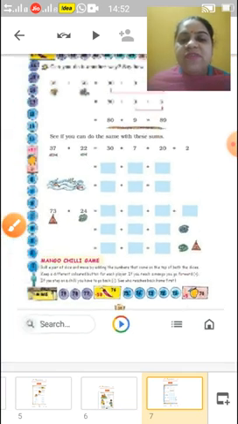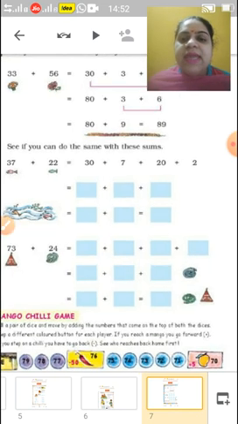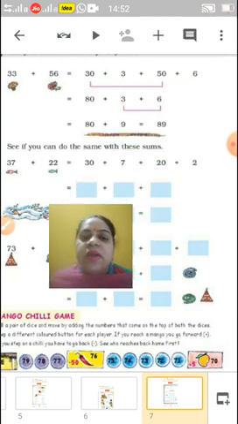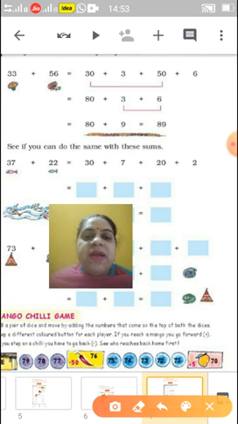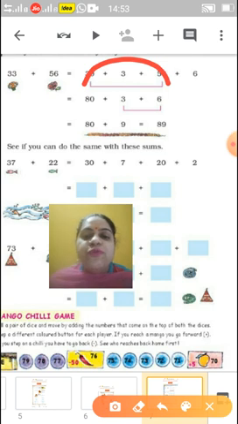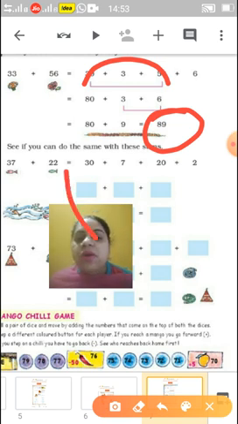Now come to next children. This is same. They did expanded form, like 33 plus 56. So look here. They did 30 plus 3, 50 plus 6. Okay. So what they did. They add these both tens digits. 50 plus 30, that is 80. And 6 plus 3, that is 9. So your answer is 89. Okay, children. Now, next.